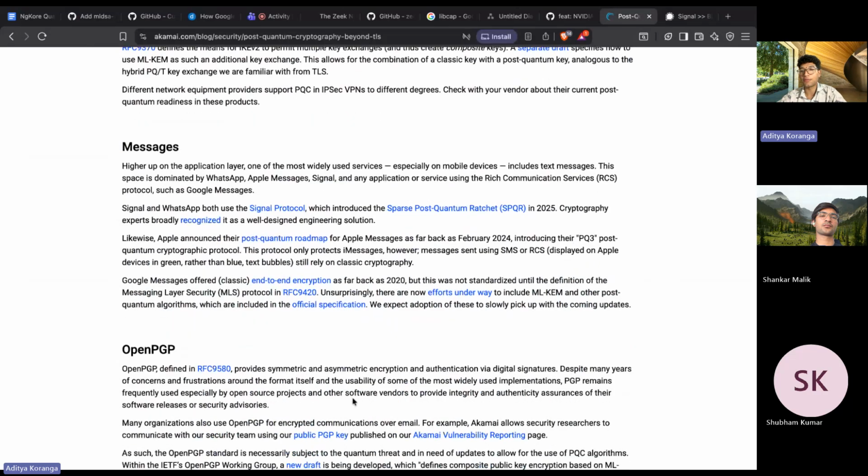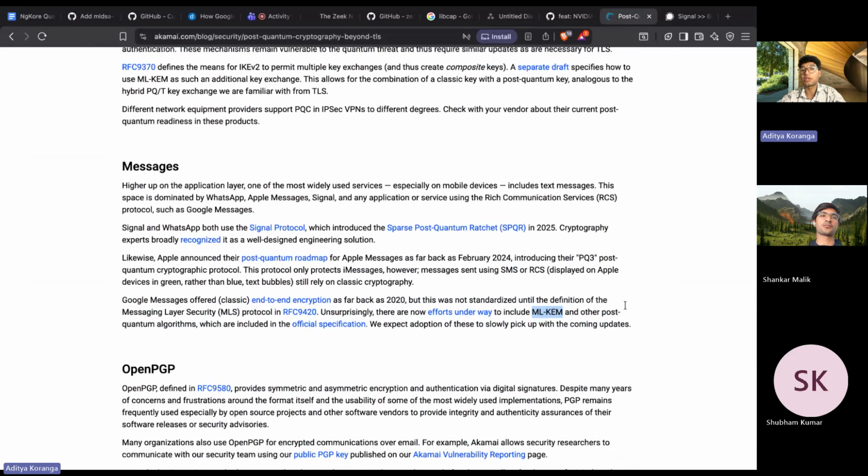It lacks the PQC stuff still now, but there are some new efforts underway for RFC message layer security, in which they have included ML-KEM, but the work is still in very early stages. So just for the information, tools like MLS are also going to have PQC in the roadmap.